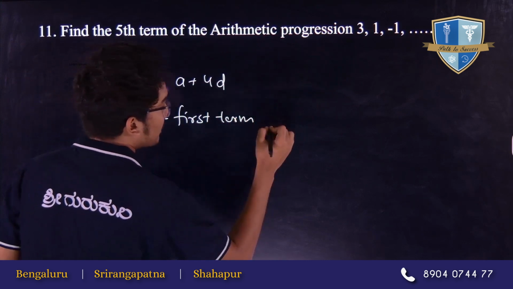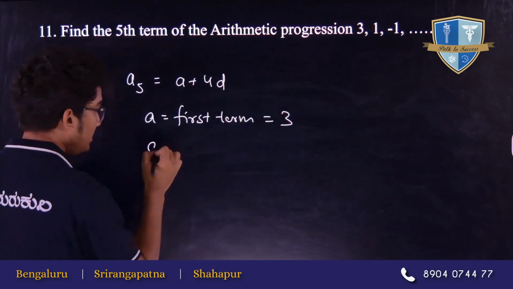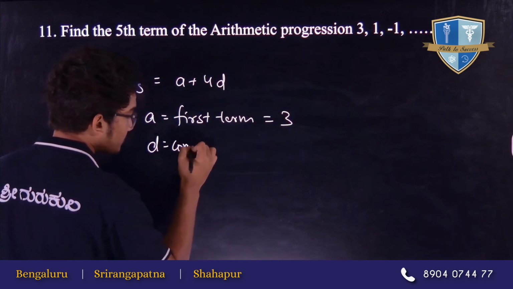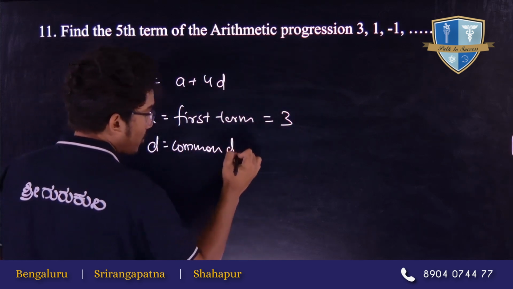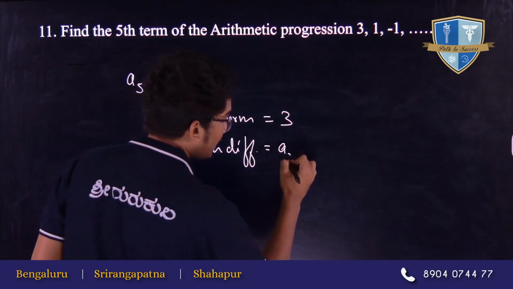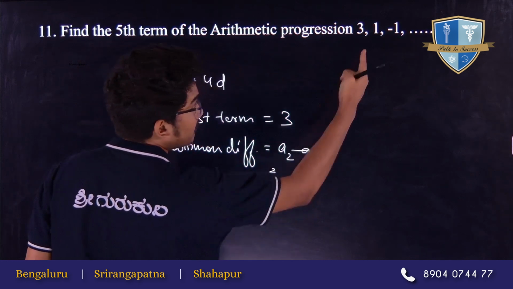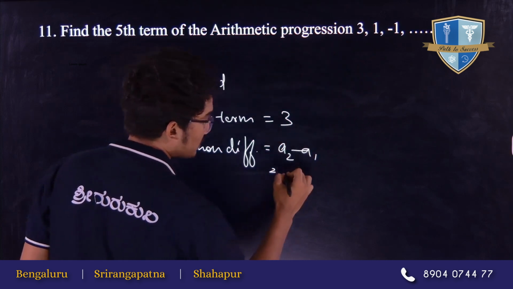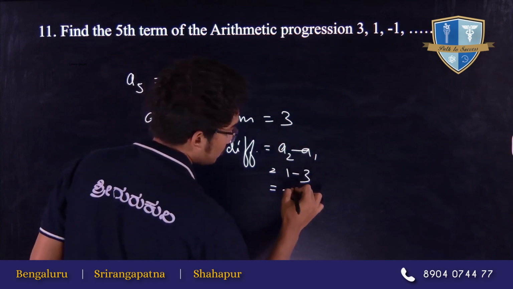and the first term is given as 3. And D is equal to the common difference, which is equal to the difference of two adjacent terms, that is A2 minus A1. Second term is 1 and first term is 3. So it's 1 minus 3, which is equal to -2.